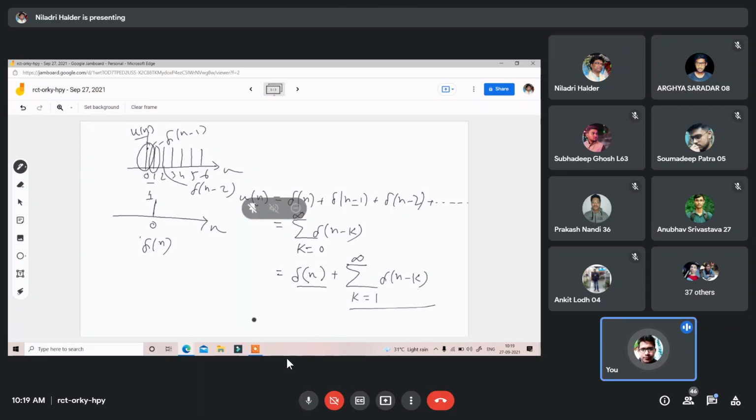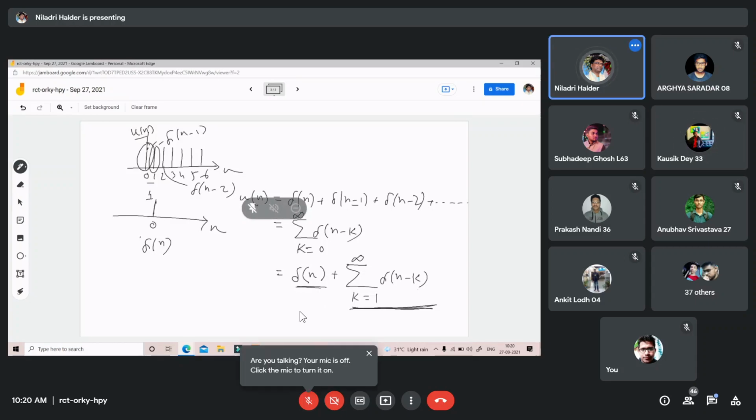So we are separating the first 0 point. Yes, we are separating that, and that we are getting delta n, and the other all the delta values here we are getting. So what you can write from here? Delta n minus k summation k equal to 1 to infinite. What you can write? un minus 1. Exactly, un minus 1.